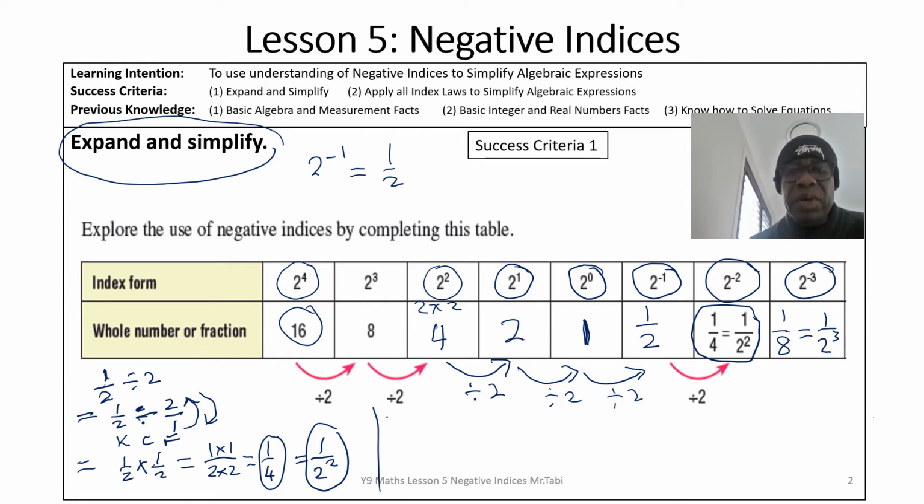You can work that one out. 1 over 4 divided by 2 is the same as 1 over 4 divided by 2 over 1. So if we do keep, change, and flip, you have 1 over 4 multiplied by 1 over 2, and that is equal to 1 over 8, which is also the same as 1 over 2 to the power of 3.